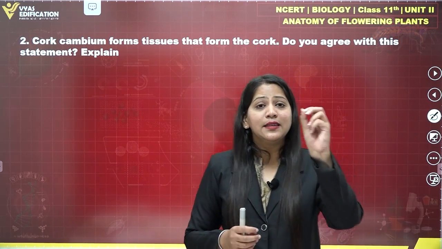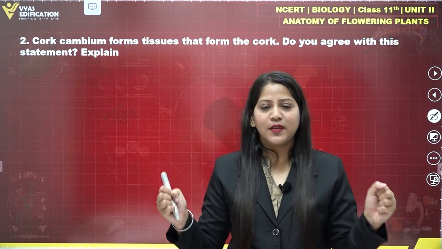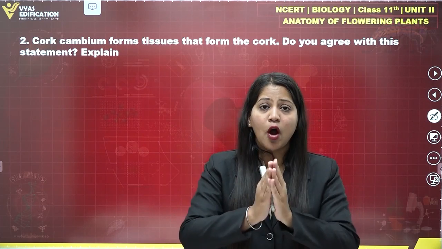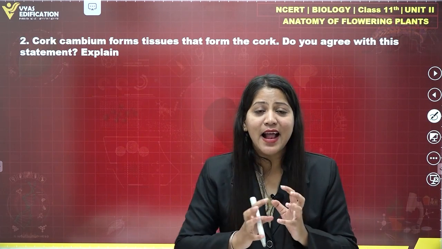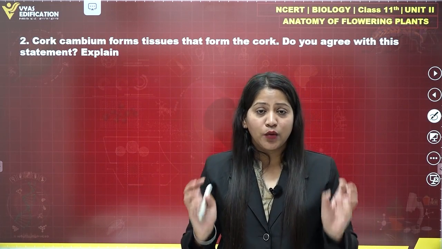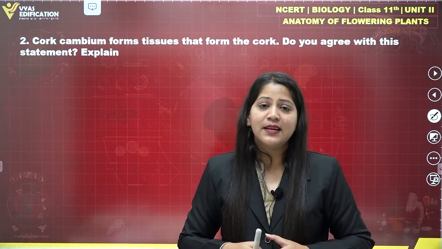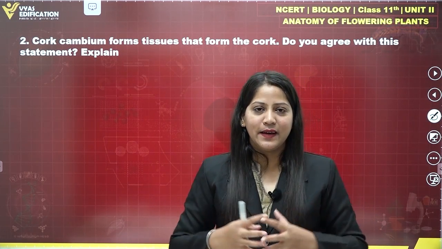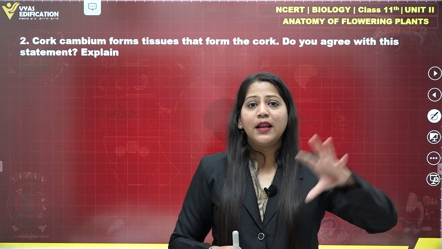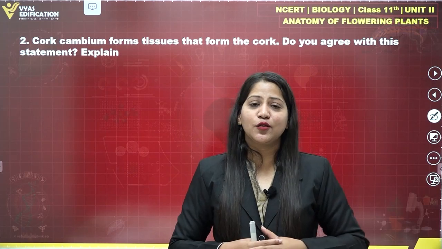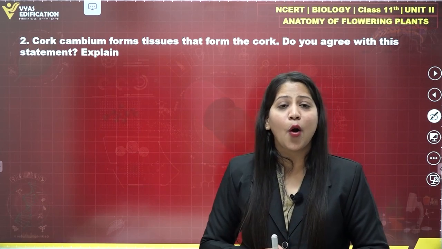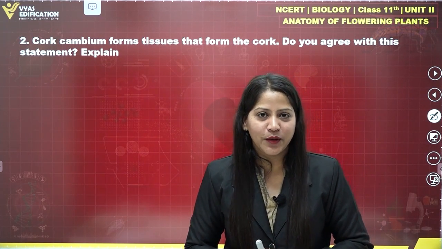This means that this cork cambium cuts off the cells on both the sides. This cork cambium is going to form the cells on both sides, that is on the outer side and on the inner side. Now the cells present on the outer side are going to form a cork layer or a protective layer of cork, which is also known as phellem. While the cells present on the inner side are going to form another type of tissue, that is secondary cortex, which is also known as phelloderm.